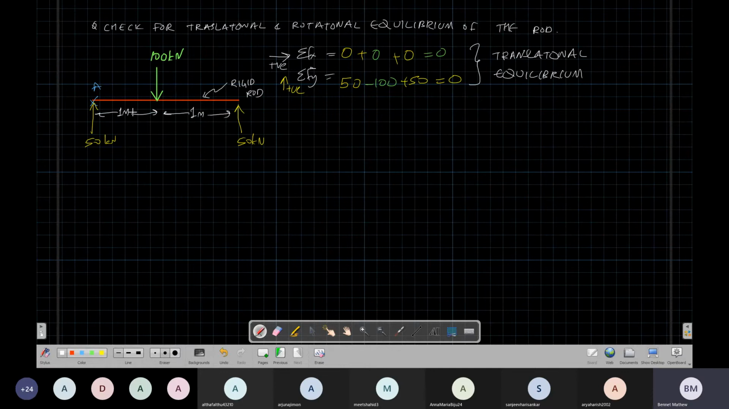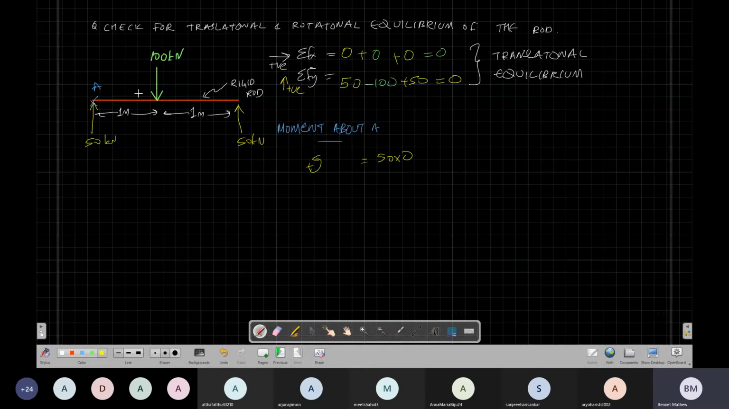Fine. Let's see. How do you find the moment about A? Let's say this force is 50, but there is no perpendicular distance. So I'll assume clockwise as positive. Now, 50 times 0, because it is passing through A.